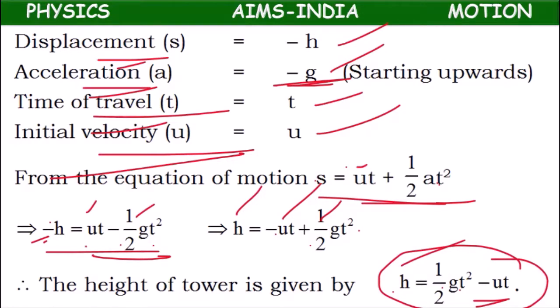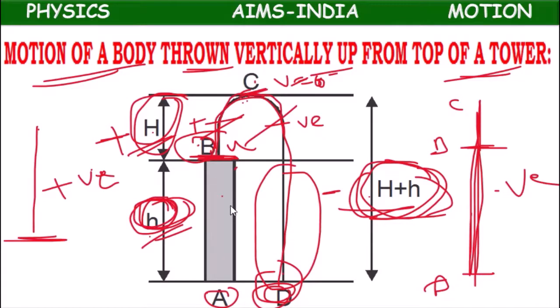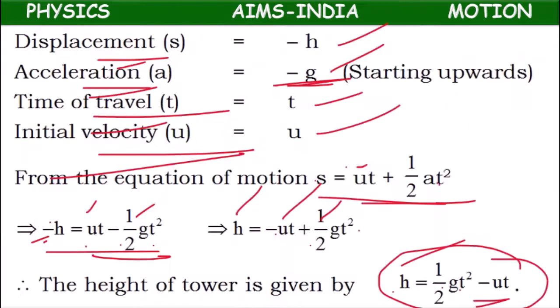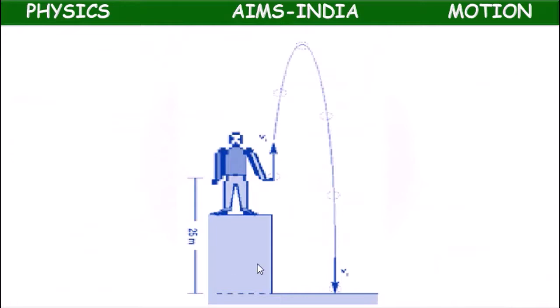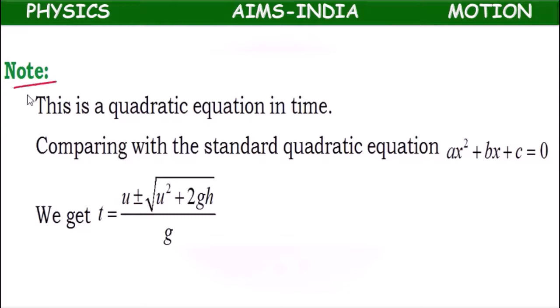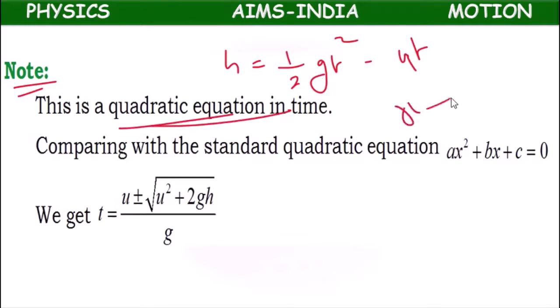What is h here, children? h is nothing but the height of the tower. So if you are throwing from a tower, what is the height of the tower? Based on this motion of the body, you can identify the height of the tower. So the height of the tower we can calculate, children. So h equals half gt square minus ut. It is like a quadratic equation, where in the place of x we have t. It's a quadratic equation in time, children.